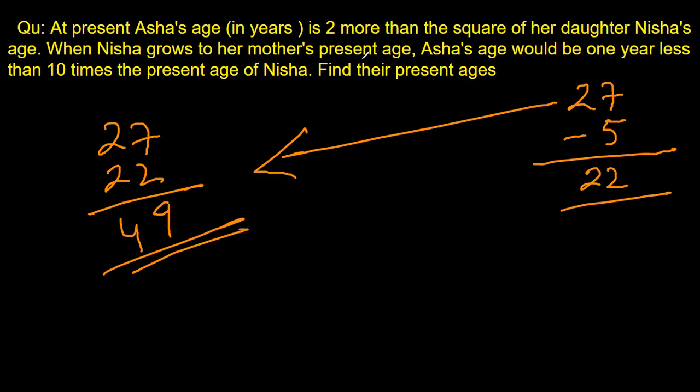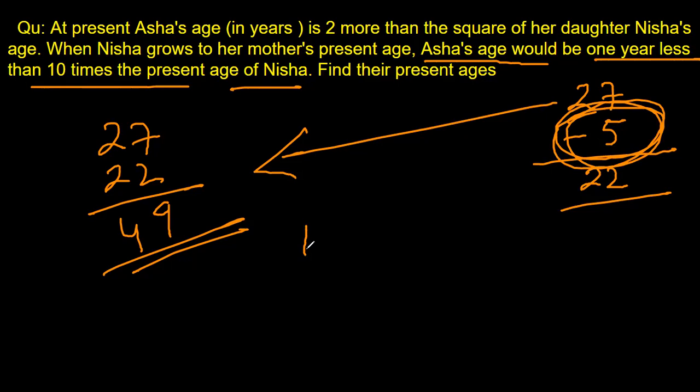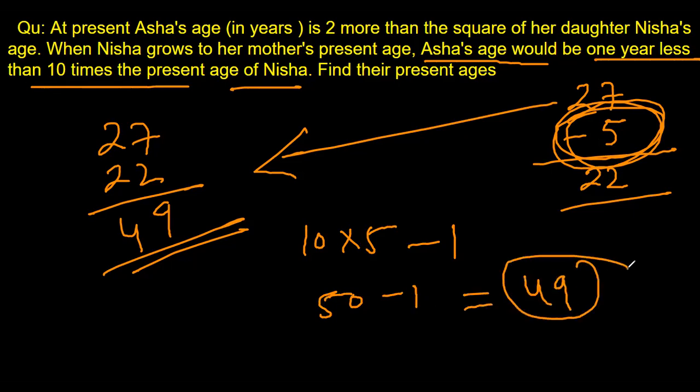Now, is it satisfying this condition? It says it would be 1 less than 10 times the present age of Nisha. So present age of Nisha is 5 years. So 10 times 5 less 1, that means 50 minus 1. That also we get 49. Wow, both conditions are satisfied, means 100%.